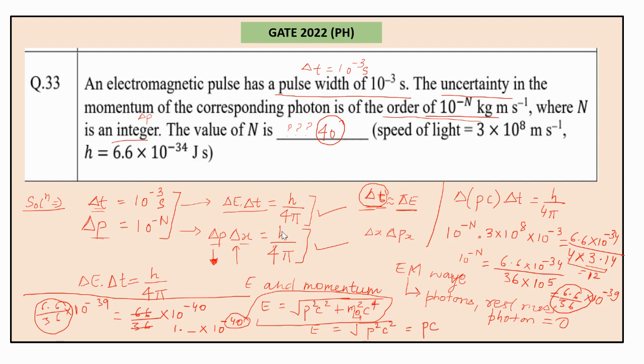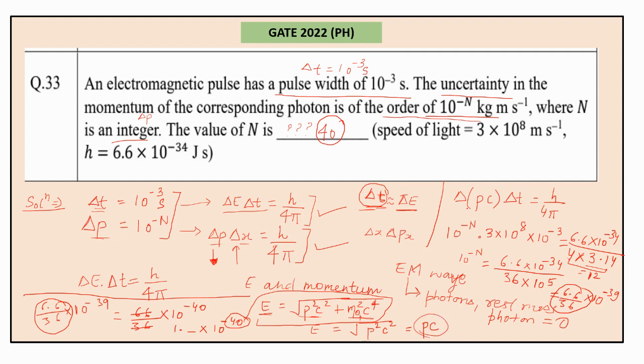Now coming back to the question, we are asked to find the integer value n. So use this uncertainty formula, delta E into delta t is equal to h upon 4 pi, and replace E by pc. Why pc? Because there is a relationship between energy and momentum, and that is the square root of p square c square plus m naught square c to the power 4. This is total energy, this defines kinetic energy, and this is rest mass energy. For a photon, rest mass is 0, so E is equal to pc.